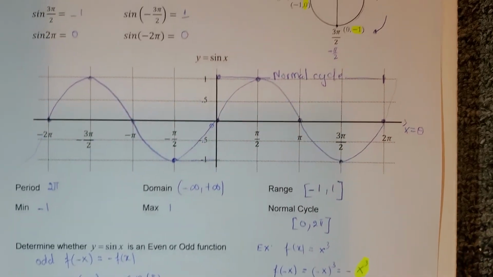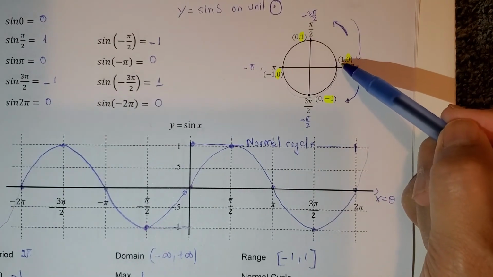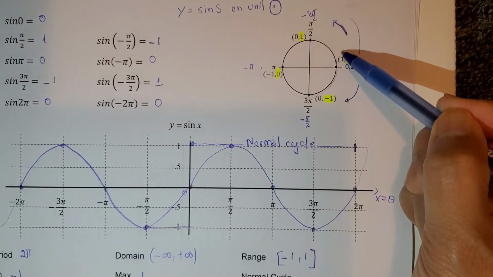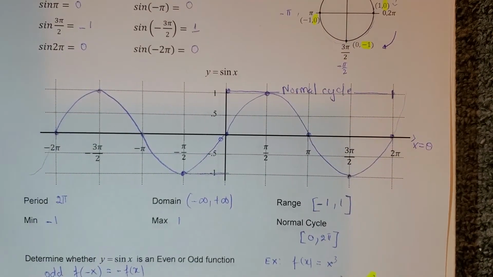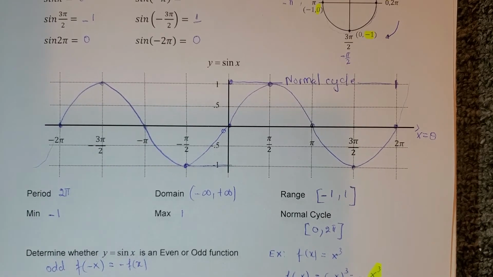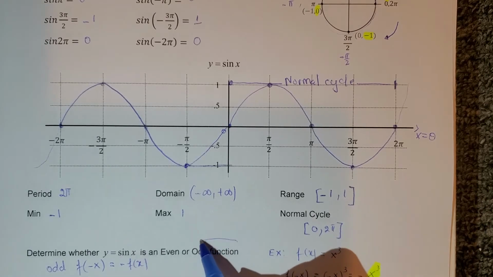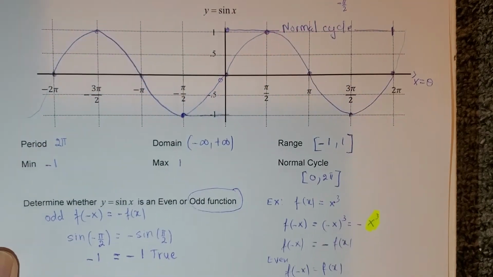What is sine pi over 2 equal to? Look at the unit circle again. Now we look at the positive angle, so we go this way instead, and we get positive 1. So this means it's true. That means sine is an odd function. So sine is the odd function.